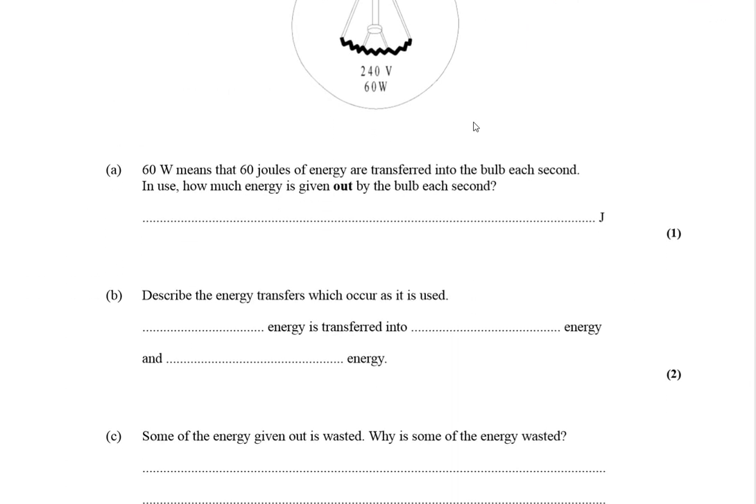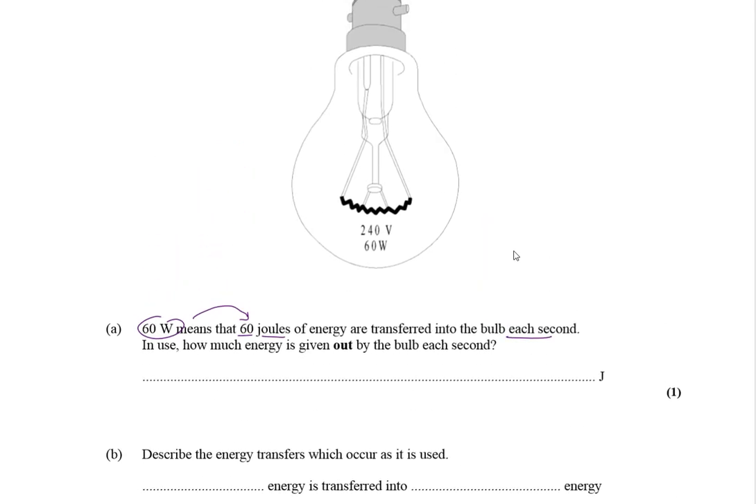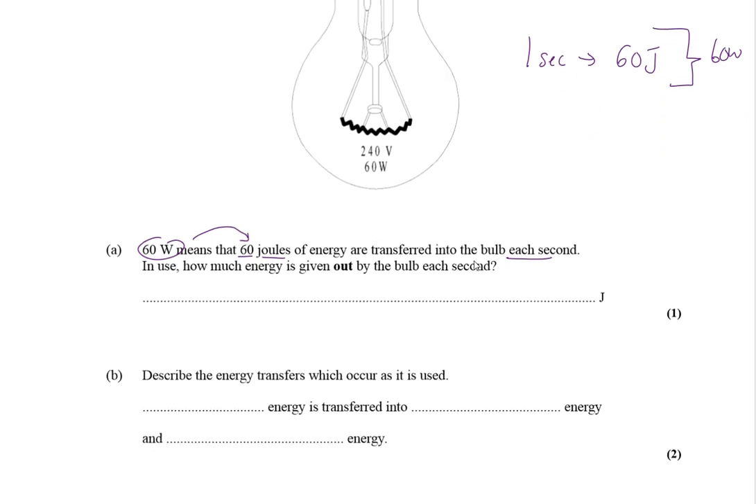Next one, we have this one. So 60 watts means 60 joules every second. So this means that in 1 second we get 60 joules. This whole thing we call 60 watts. The question is how much energy is given out each second. We know that 1 second gives off this much energy, so therefore the answer is 60.